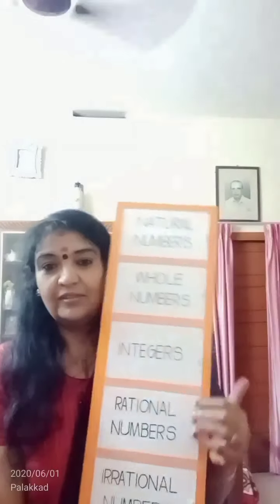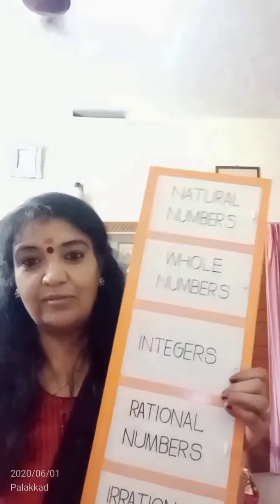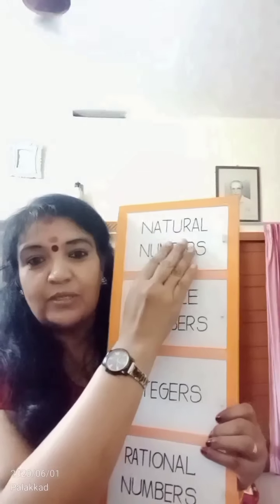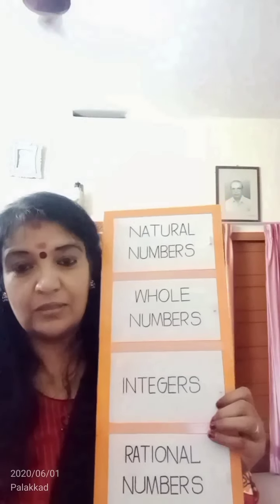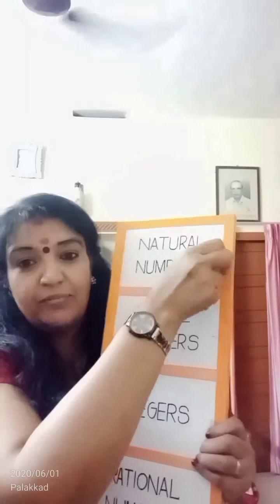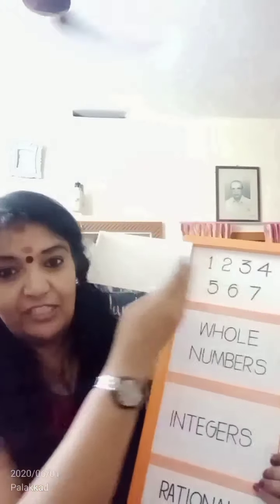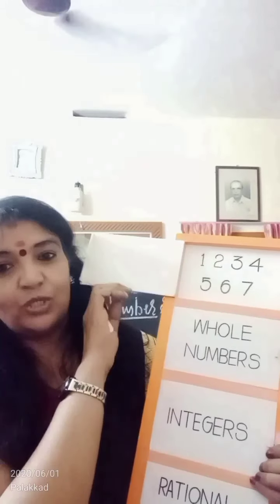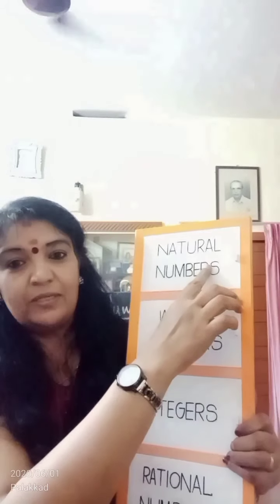So imagine mathematics is a cupboard. So many racks are there. Each rack is a number system. How? See, this mathematics is a cupboard, and the first number system is natural numbers. So I am opening the rack. Natural numbers means all counting numbers are coming. Some counting numbers I have written. This is the first rack, natural numbers.